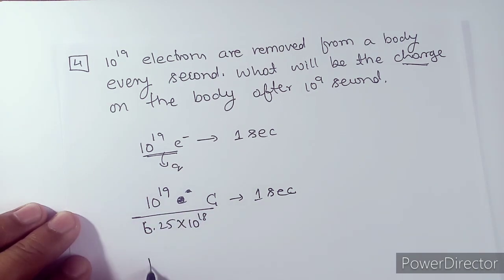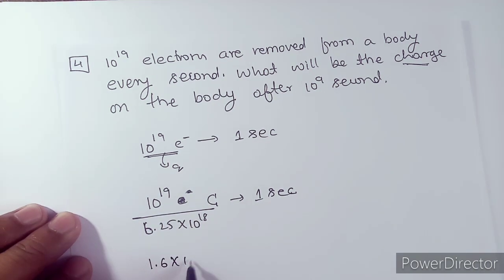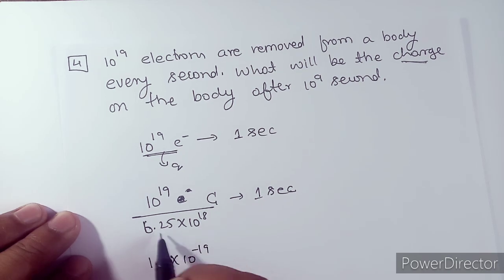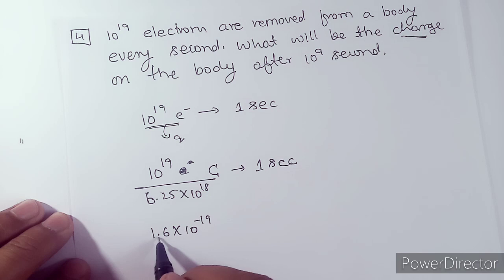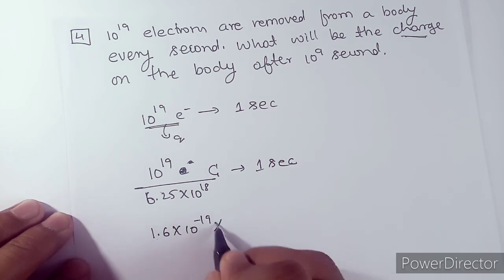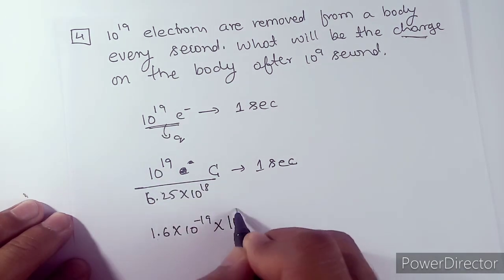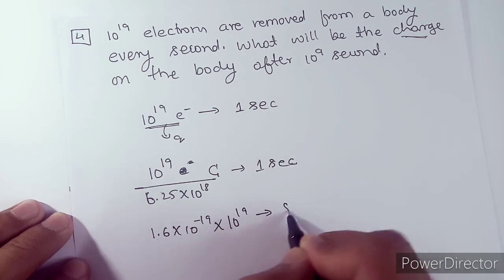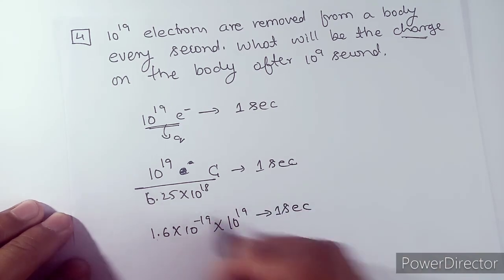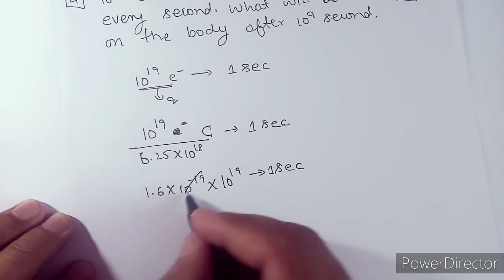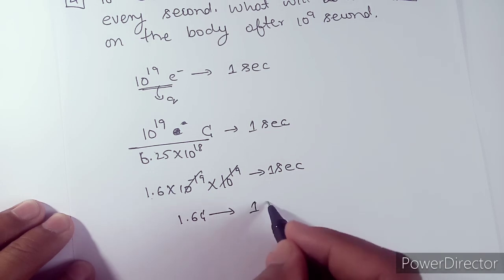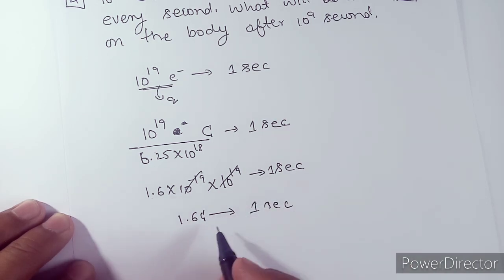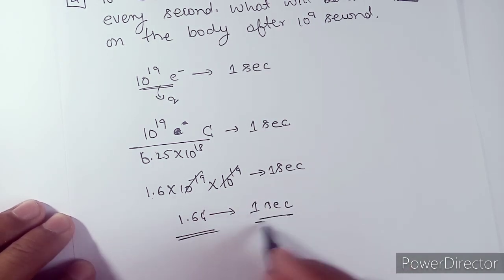So that will give the value of these electrons in charge. That will be given as 1.6 into 10 to the power minus 19. This value, 1 divided by 6.25 into 10 to the power 18 electrons, is 1.6 into 10 to the power minus 19, into this 10 to the power plus 19 as it is in 1 second. You can solve this using a calculator. So these two will cancel out. You will get 1.6 coulomb in 1 second. That means 1.6 coulomb of charge is removed in 1 second.